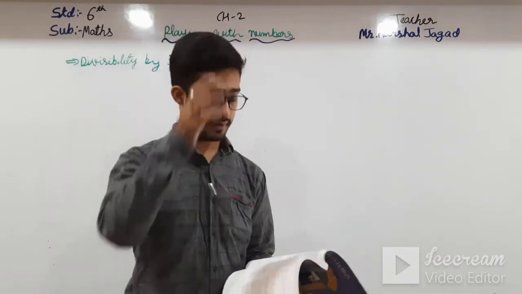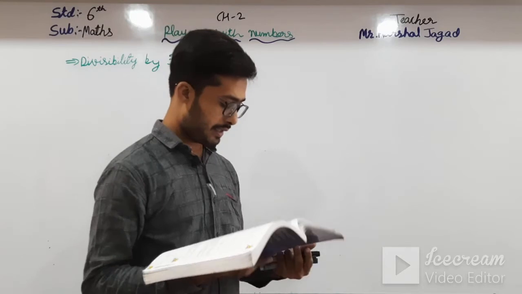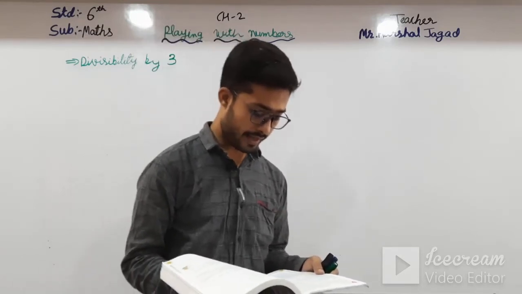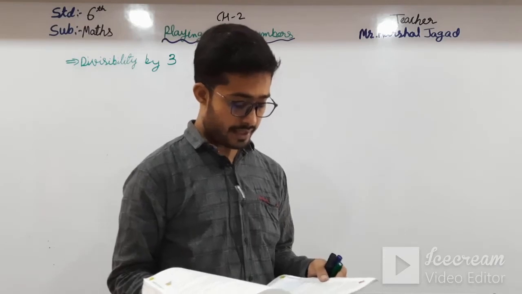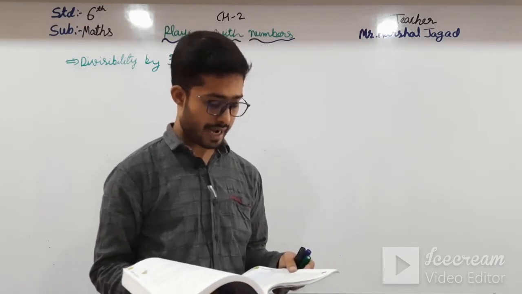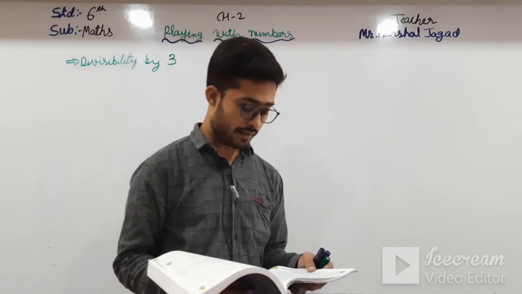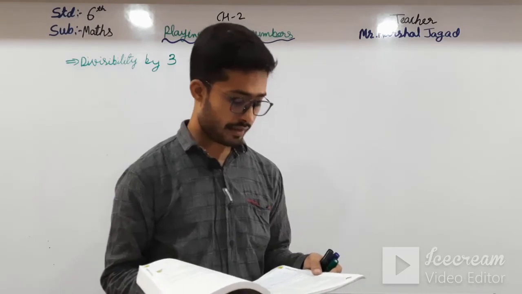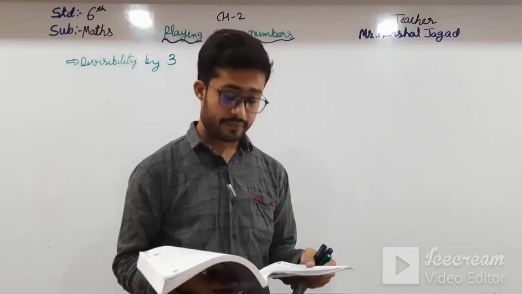There is a table given here: dividend, divisor, quotient, remainder, sum of the digits. Let us see what happens when we divide a number by 3. Observe the remainder and the sum of the digits of a number in each case.